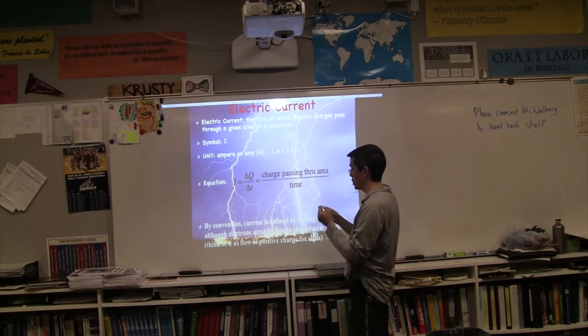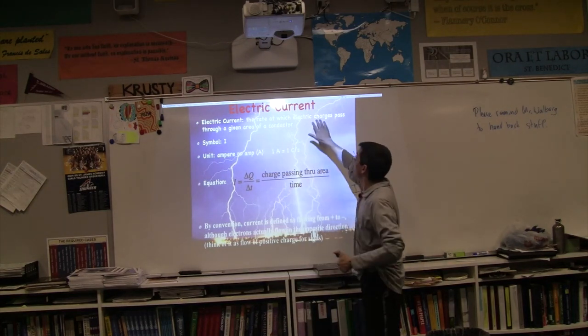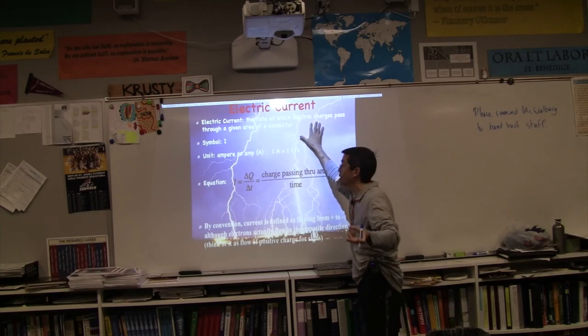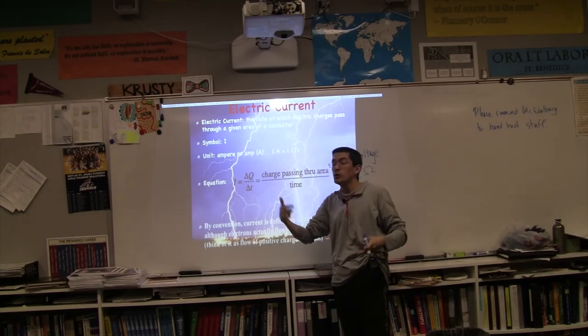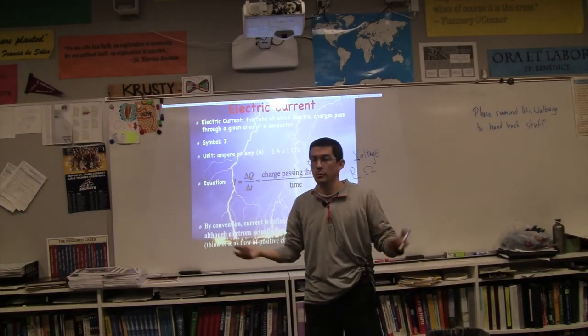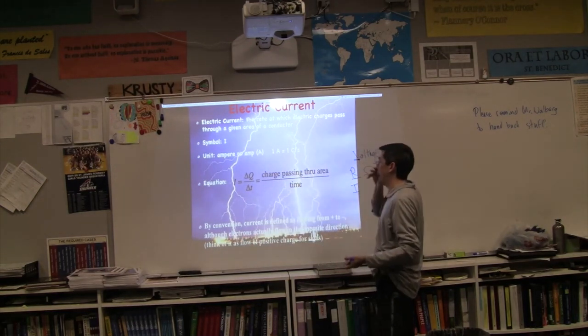That means current. And all current is, is the rate at which those actual electrical charges, meaning those electrons, go through a specific area of a circuit. So the symbol is I.